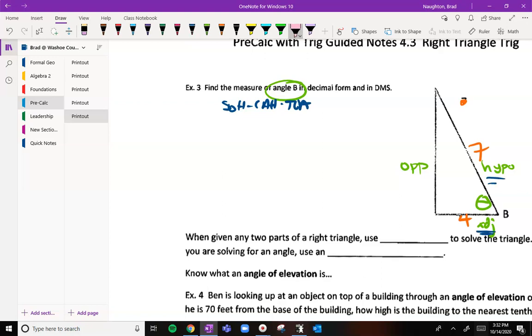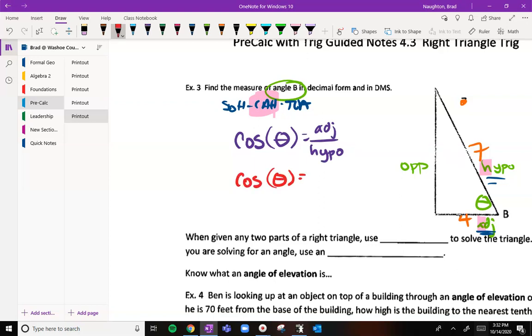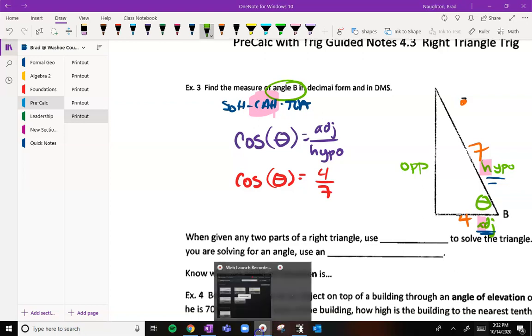So which one uses an A and an H? That is cosine. So we're going to set this up as the cosine of some angle theta is equal to adjacent over hypo. Let's fill in what we know. Cosine, some angle, not sure, is equal to 4 over 7. Now, because we are looking for an angle, ladies and gentlemen, we're going to use our flipped triangle identities known as our inverse identities.